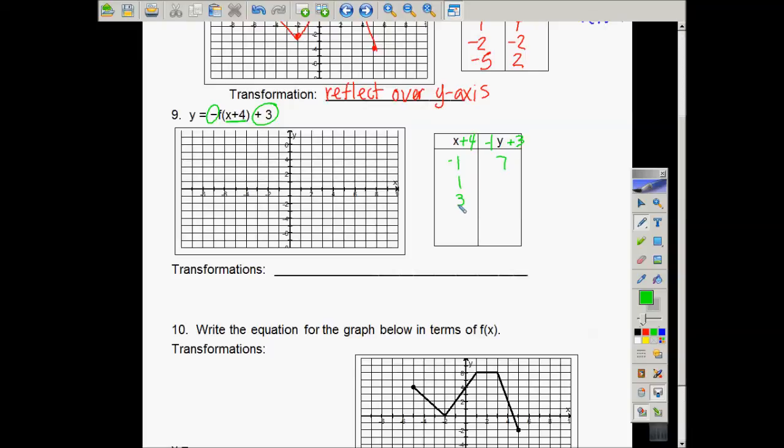Wait, what? Hey, I was right. Wait, no, I wasn't. I was wrong. My graph, wait, okay. What's wrong? To my original, so it's -5 plus 4. Oh my gosh. Got it?